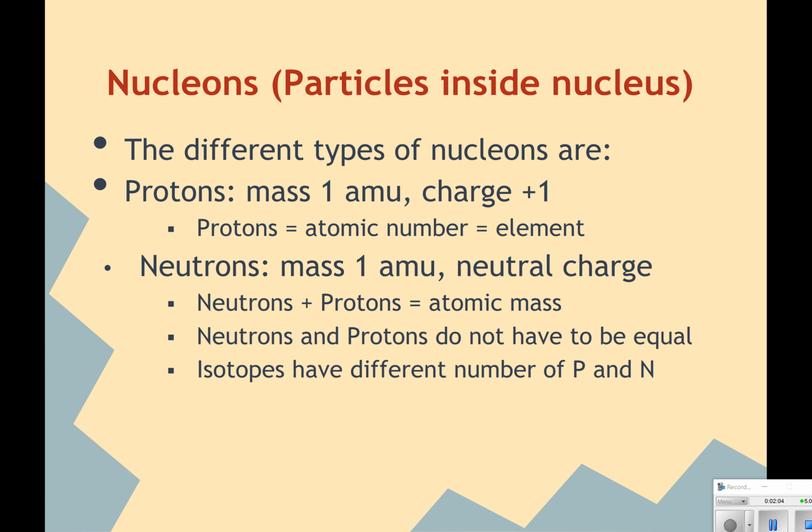The number of neutrons and protons equals what we call the atomic mass, which is going to be the majority, really all of the mass of the atom itself. And neutrons and protons do not have to be equal, meaning we don't have to have the same number of neutrons and protons in our nucleus. We can have varying amounts. And isotopes, we'll learn, have different numbers of protons and neutrons.